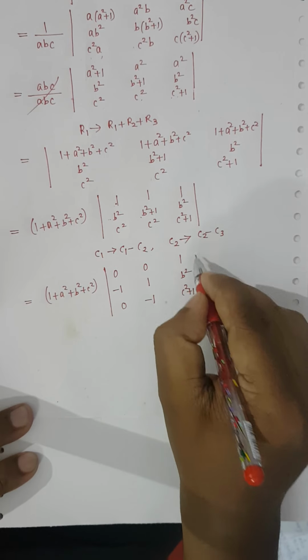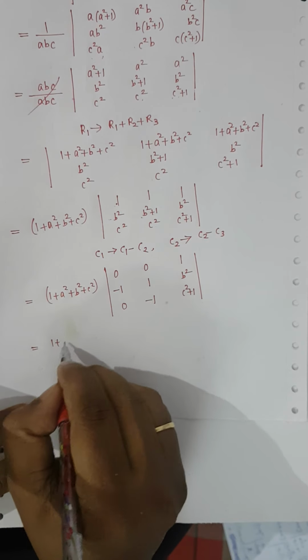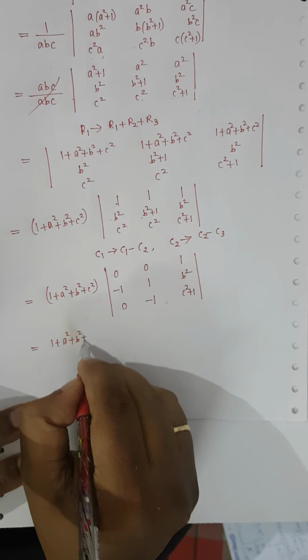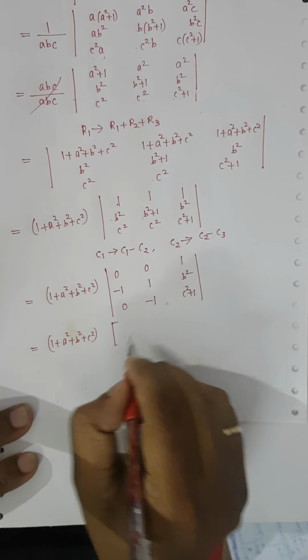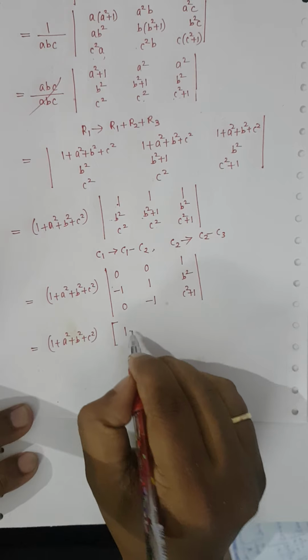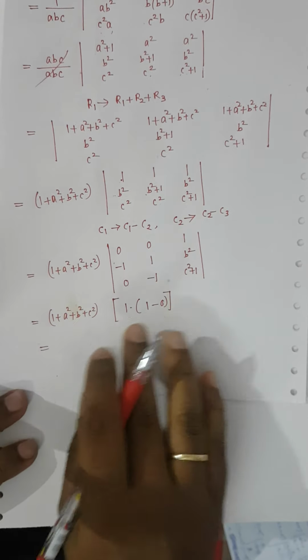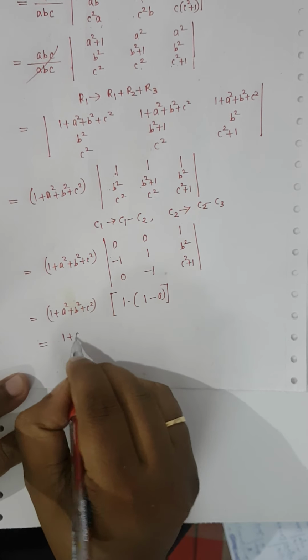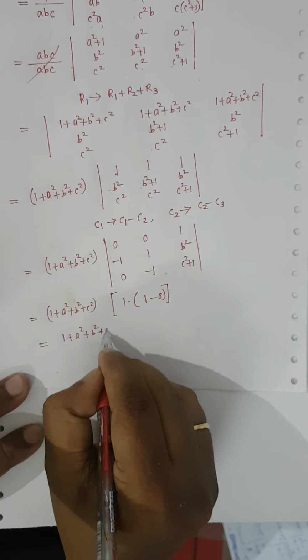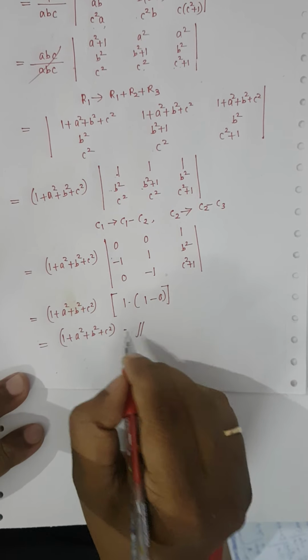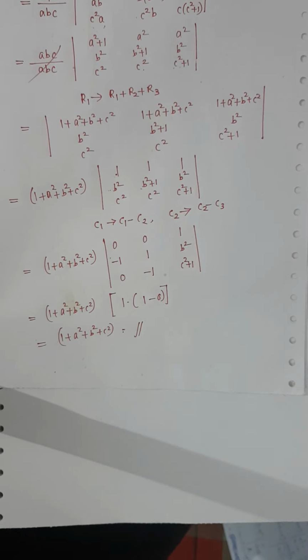So after expanding along row 1, I will have 1 plus a square plus b square plus c square into 1 into minus minus plus 1 minus 0. So multiplying by this, you will have 1 plus a square plus b square plus c square. This is a very important question. Here the second step and third step are the vital steps you need to remember during the exam.